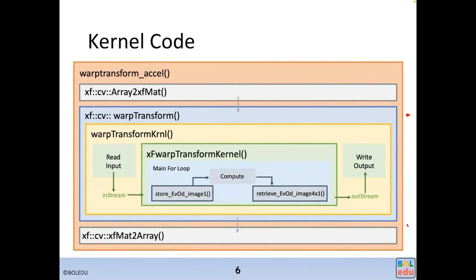Okay, so this is the hierarchy of the functions in this code. This function is written in L2, and this function will be defined in L1. And there are 3 functions in the warp transform acceleration. First, we transfer the array into the XF matrix, and then we do warp transform on it, and then we transform it back.